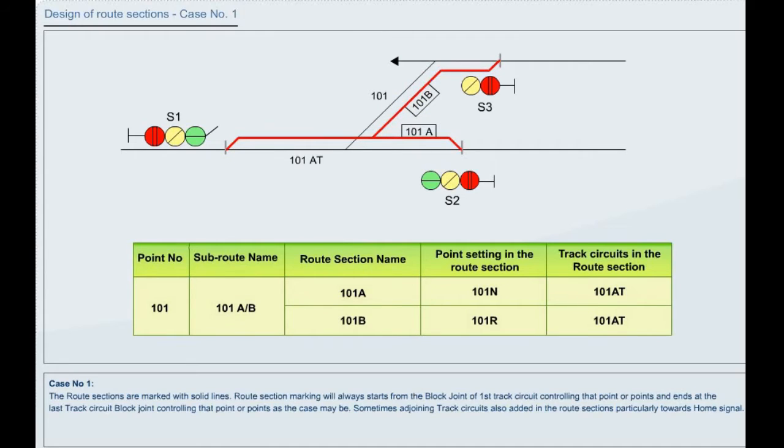Route section marking will always start from the block joint of first track circuit controlling that point or points and ends at last track circuit block joint controlling that point or points, as the case may be. Sometimes adjoining track circuits are also added in the route sections, particularly towards home signal. Route section names will be written generally in a box attached to the route section demarcations. Route section name should be written at such a place where it is exclusive for that route section and not at common demarcated portion with other route sections of that subroute.